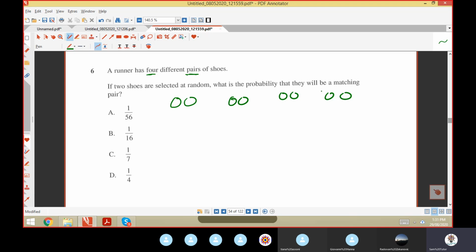You want a matching pair. Your first one. What could you have gotten? I put 2 on 8 and I got 1/4. Just 2 on 8, it's not going to work like that. Okay. 2 shoes are selected at random, what is the probability that there will be a matching pair?